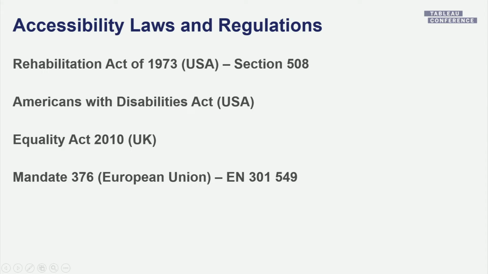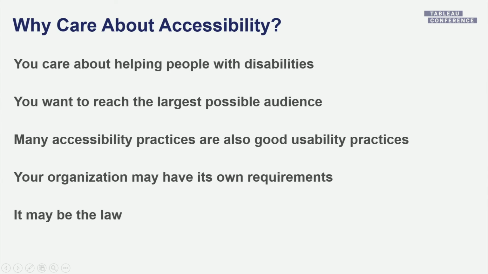So the US isn't the only country that has these laws. The UK has something called the Equality Act, which is quite similar to the ADA. And then in the European Union, there's something called Mandate 376, which I think is funny. It sounds like some kind of science fiction thing. But it's very similar to Section 508 in that it sets accessibility standards for computer technology in the public sector of the European Union. Okay, so that's just a brief review of the law.